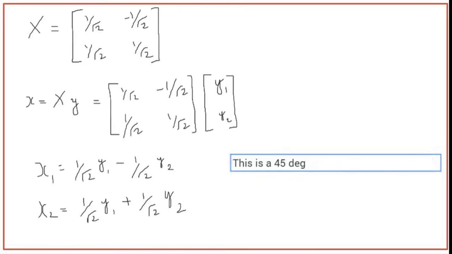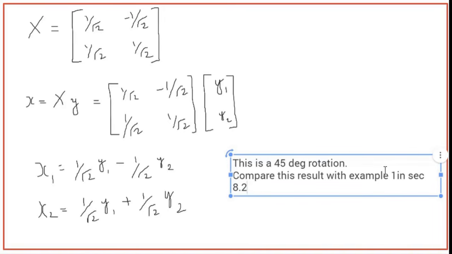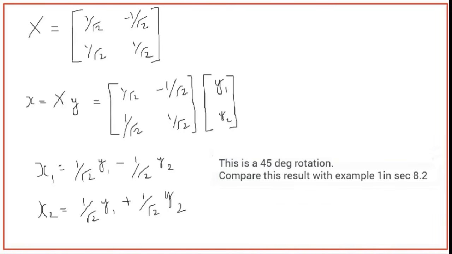So this is a 45 degrees rotation. You compare this result, that is x1, x2 and this angle, with example 1 in section 8.2. So compare the results. Let's see how we got 45 degrees. The matrix X, the matrix that is formed by the eigenvectors, is an orthogonal matrix according to the theorem. The theorem states that the eigenvectors of a symmetric matrix form an orthonormal eigenbasis. So this is an orthogonal matrix.